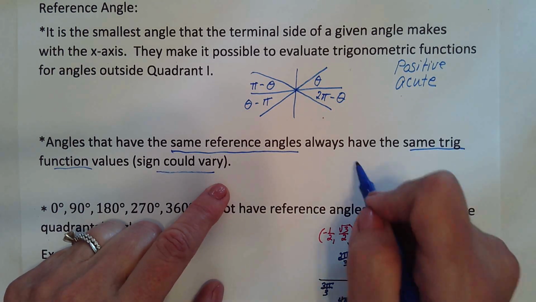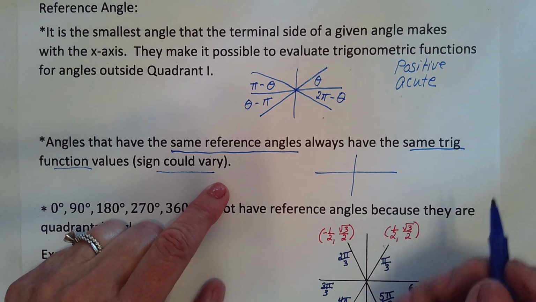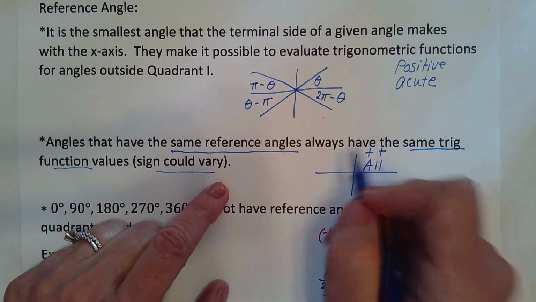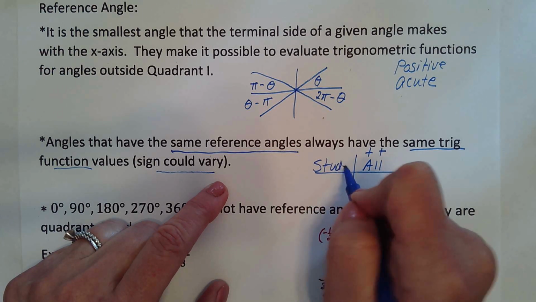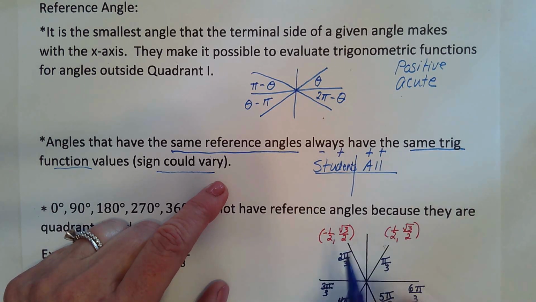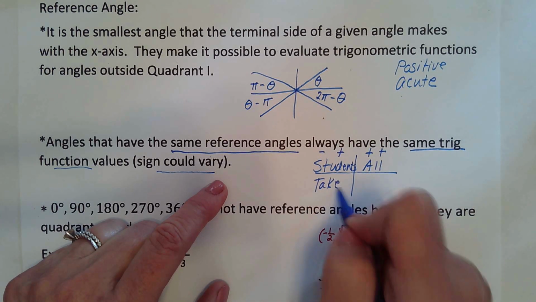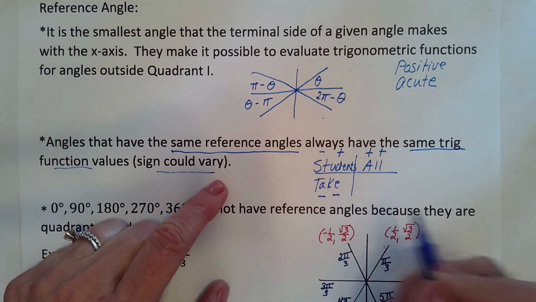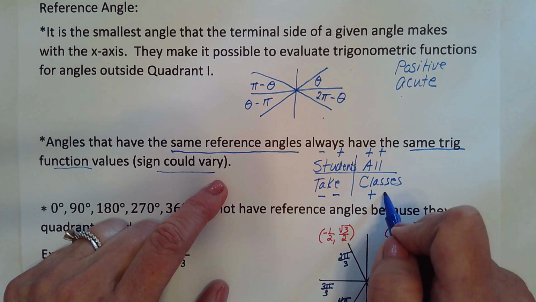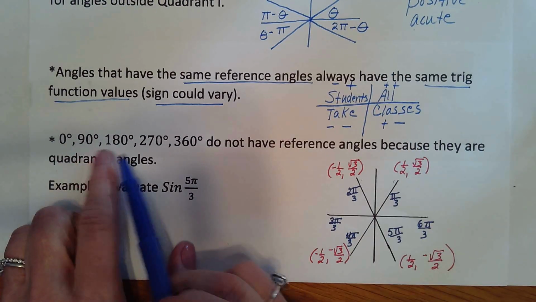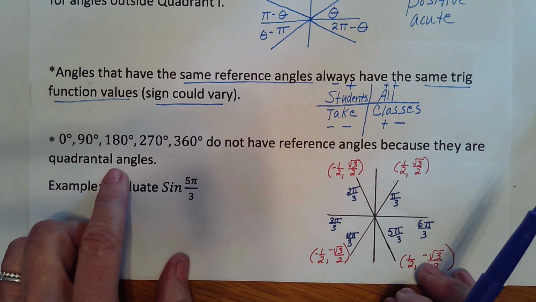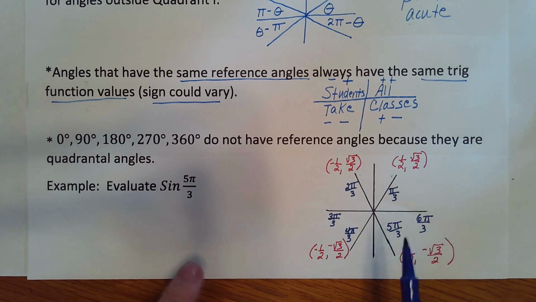We use this mnemonic to remember where our signs are positive. Here we have all: cosine's positive, sine's positive. Students: cosine is negative, sine is positive. Take: both cosine and sine are negative. Classes: cosine is positive, sine is negative. 0, 90, 180, 270, and 360 degrees do not have reference angles because they are quadrantal angles. They're on the x and the y axis.